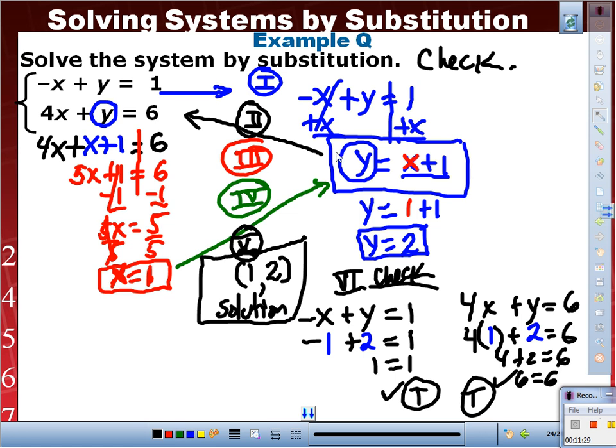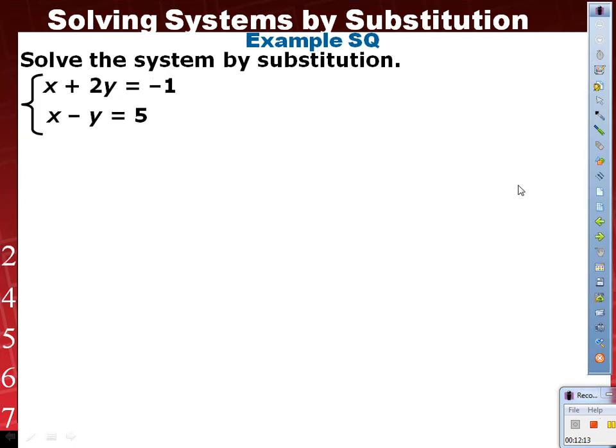Underneath that, I want you to write example super Q. Don't write the instructions because you already have them, and it says solution. Solve the system by substitution, and the system is the set of x plus 2y equals negative 1 and x minus y equals 5. Just copy it. Don't do anything else.